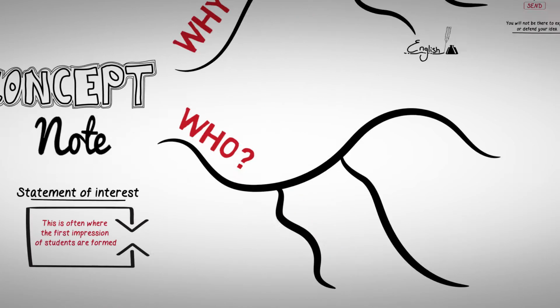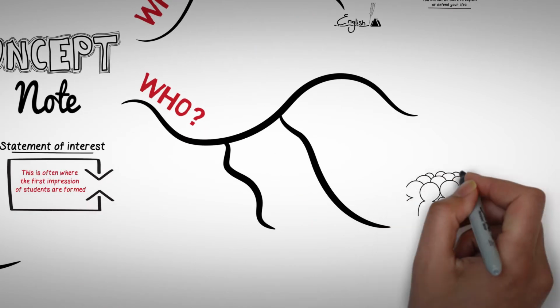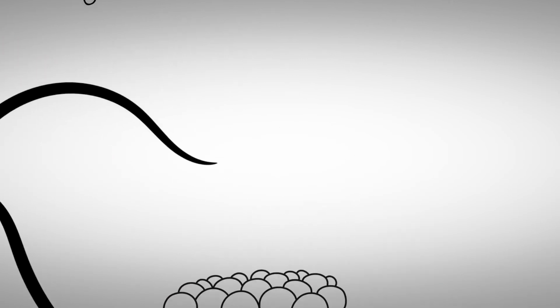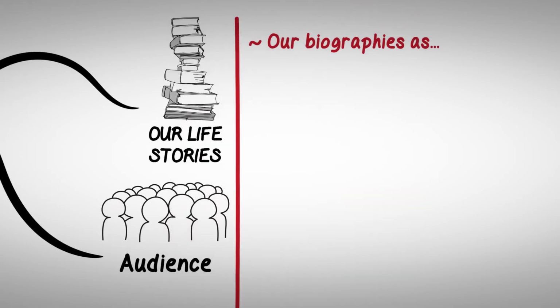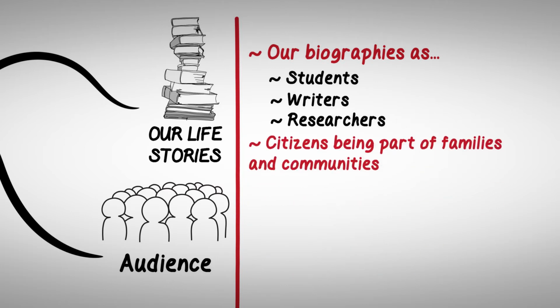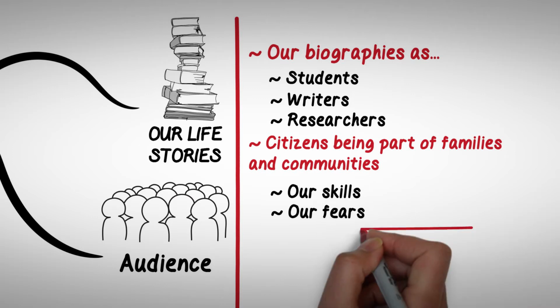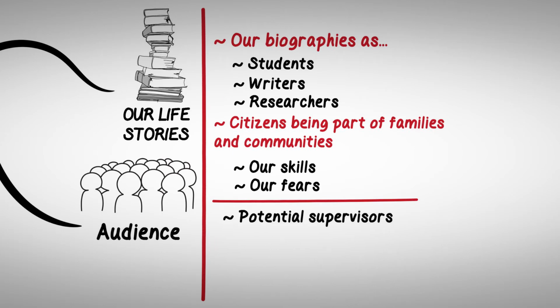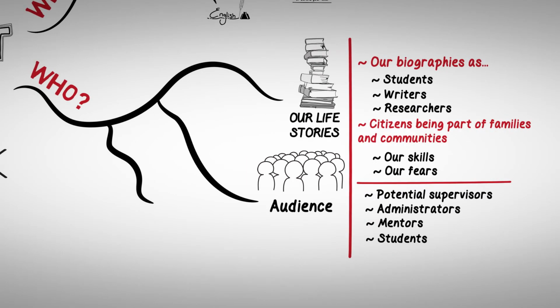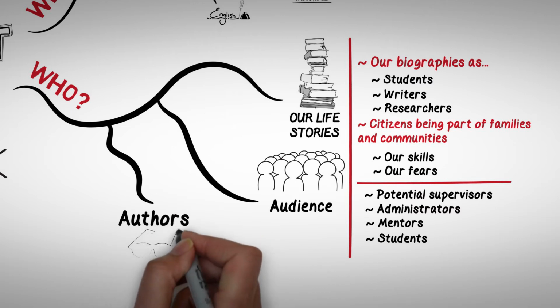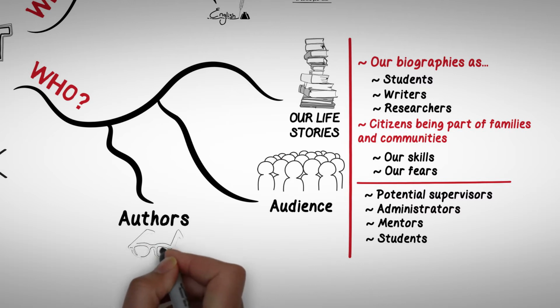So we're already talking about the who of writing the concept note, the audiences and our own identities. So let's talk about those two important ways of thinking about the who question. There's who we are, ourselves, our biographies as students, writers, researchers, citizens, being part of families and communities, our skills and fears. And then there's the others, those who will read our concept notes, the potential supervisors, administrators, mentors, fellow students on this course who will form first impressions of us through our writing. And the third and important part of the who is the authors that you'll cite in your work, which we'll be exploring later on in this course, when we get to the river of words, the literature review.